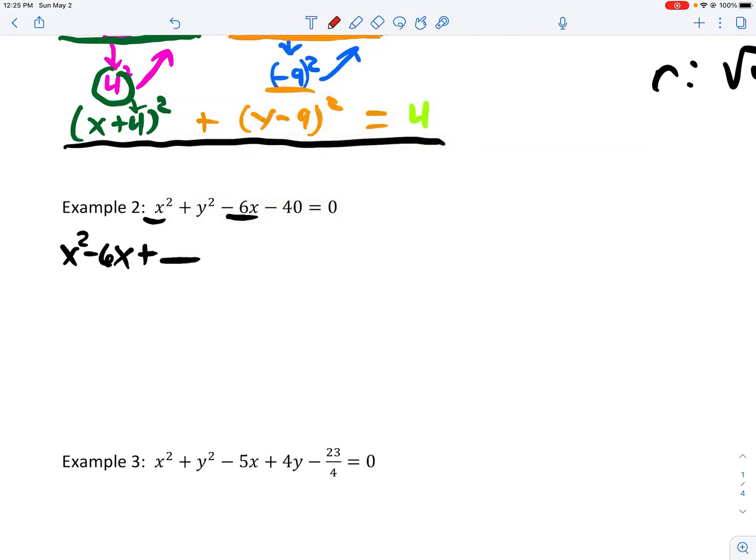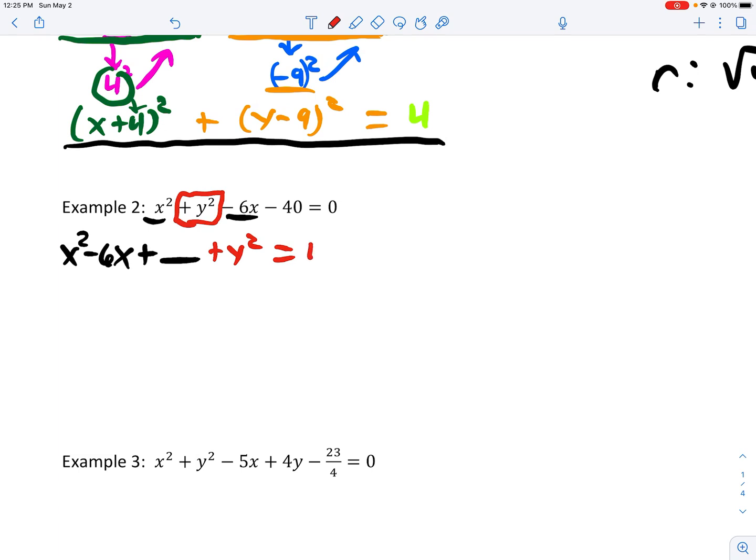Then I'm going to group my y's. Oh, there's only a y squared. There's no other y's, so there's nothing to group, so it's just y squared. So that's already a perfect square. I don't have to complete the square. So that means it hasn't been shifted up and down. It's just going to be shifted left and right because we're completing the square in the x.